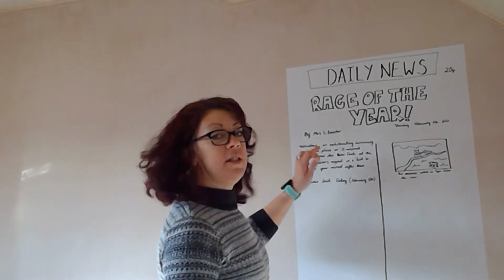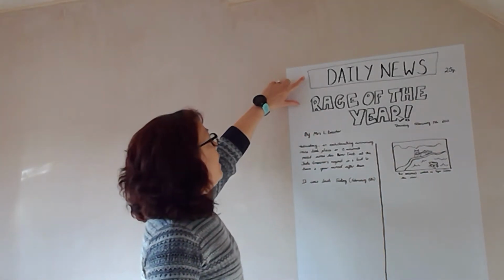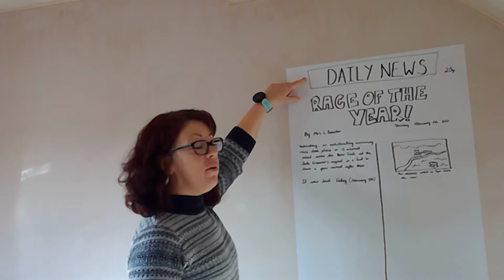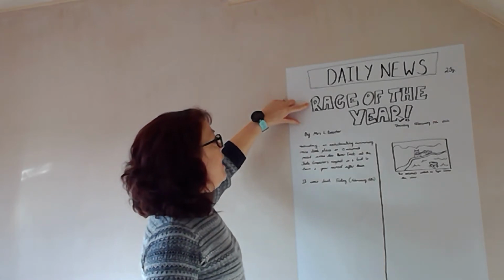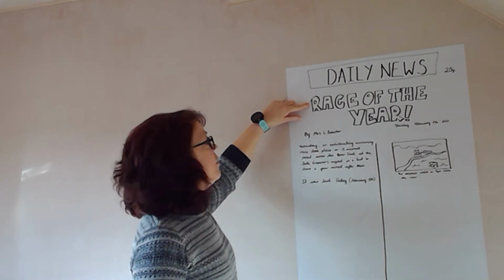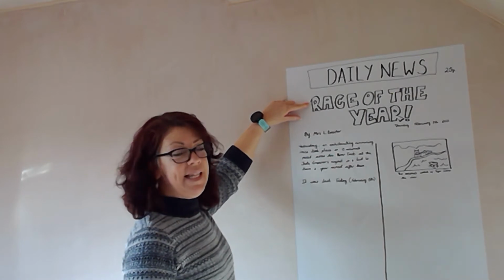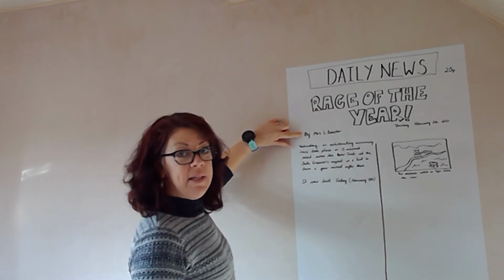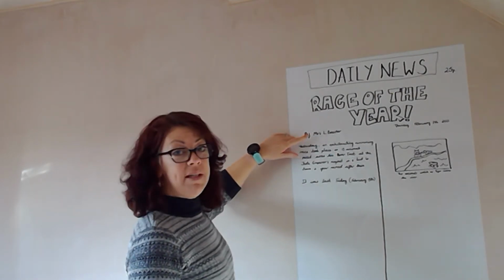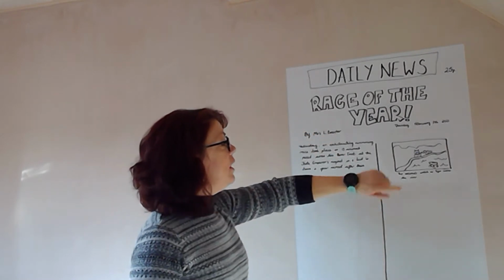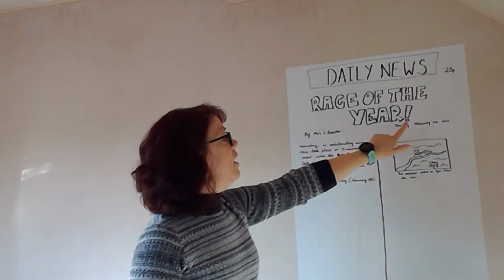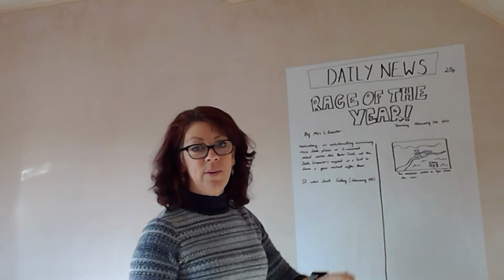So first of all, when I begin my newspaper, I've got my title of the newspaper up here, and then I've got the heading of my actual article. So I've called mine the race of the year. And then I've included some details like the byline, so that's who it's written by, that's me, Mrs. L. Boucher, and I've got my date over here, Thursday, February the 11th, 2021.